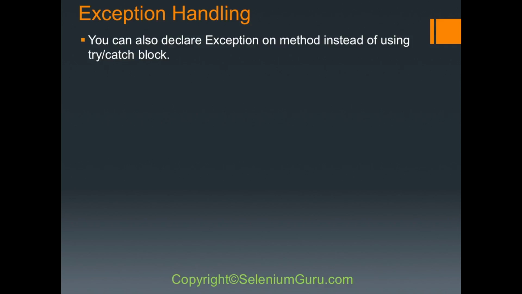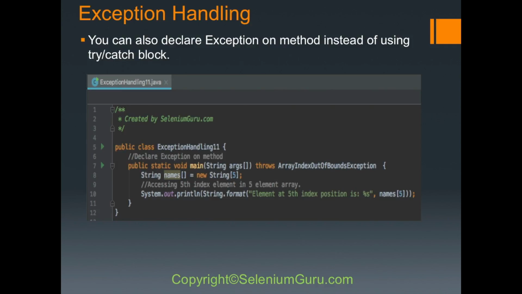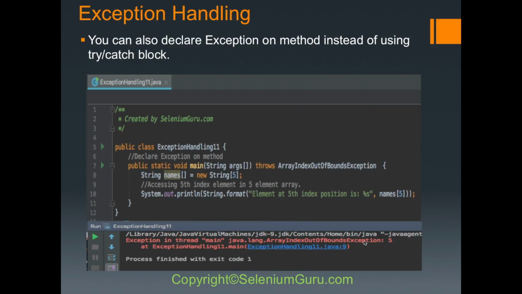The other one is that you can also declare the exception on the method instead of using a try catch block. Before, we used a catch block. Instead of that, you can use throws and provide the exception type. So here I've got this throws keyword, and you put ArrayIndexOutOfBoundsException, because I know that this is going to throw an error if I try to access the fifth index position. So instead of doing try catch, you can also do this.